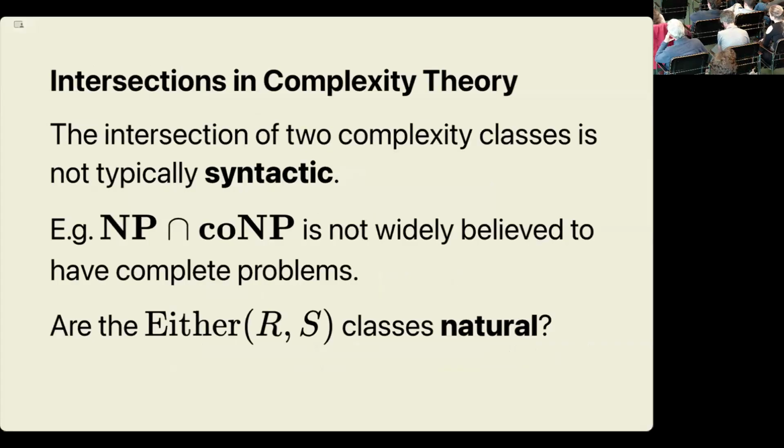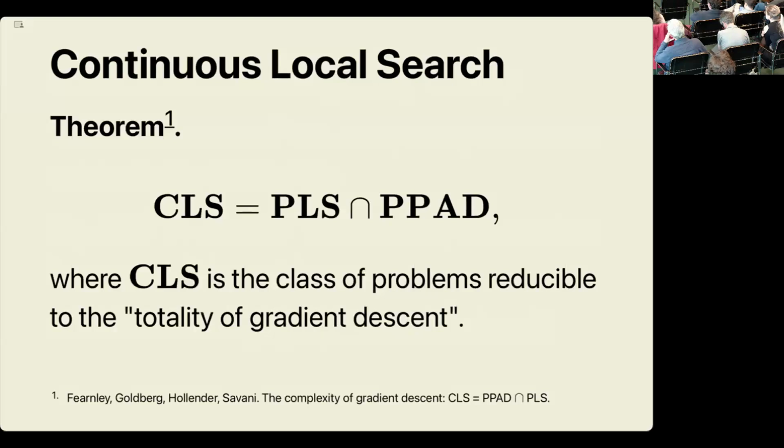So we should ask whether or not these things are natural, and it turns out that the answer is yes, actually. For instance, just a couple of years ago, there was this cool breakthrough by Fearnley, Goldberg, Hollender, and Savani, who showed that PLS intersect PPAD is equal to the class CLS, for continuous local search. You should think of this as being the problems reducible to the totality of gradient descent. There are a lot of interesting TFNP problems that lie in this intersection, and it turns out that there's actually a good reason for this. There's a very natural complete problem.